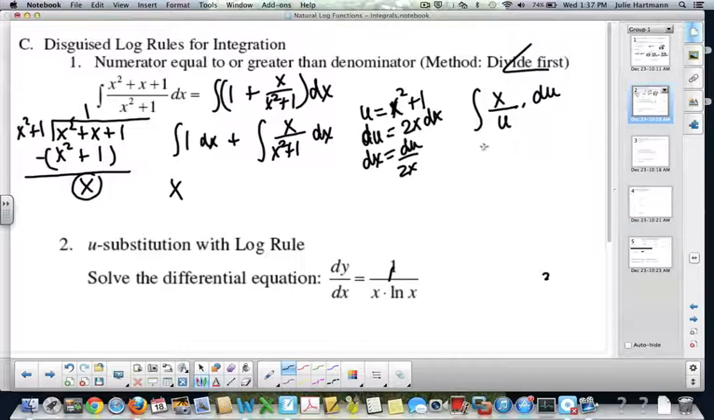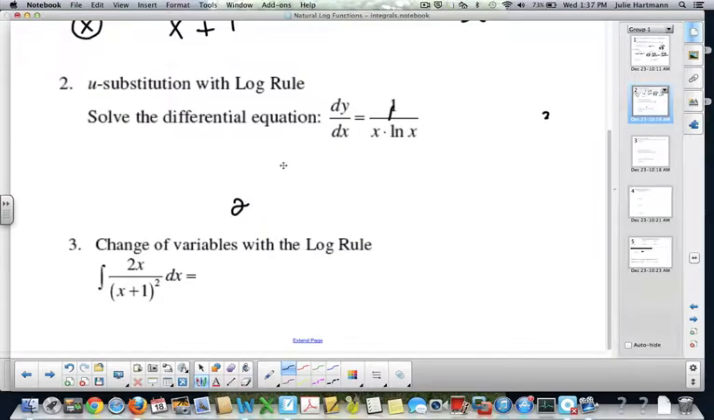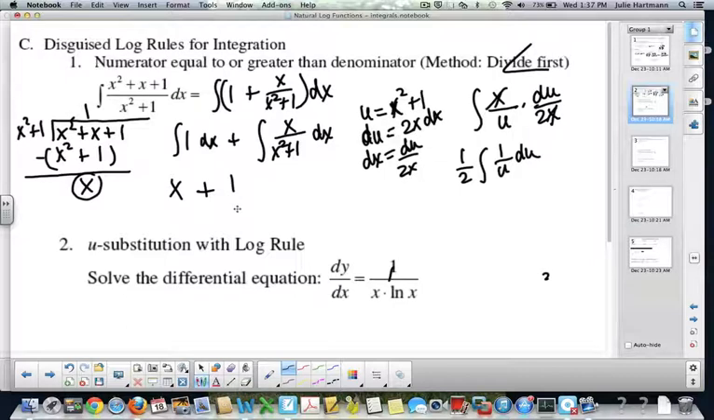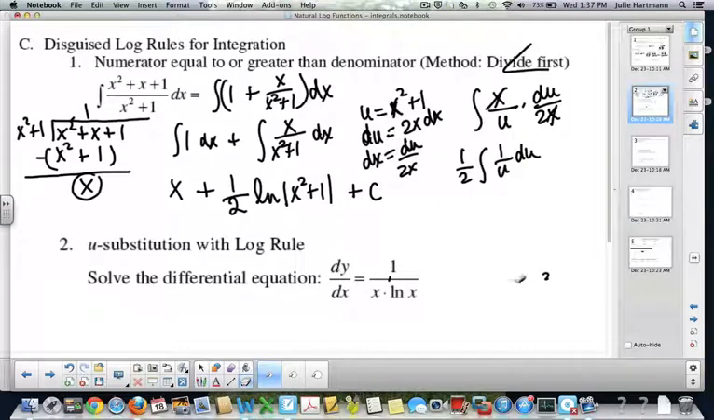You get an x cancels, maybe. Okay, so you're going to have 1/2 the integral of 1 over u du. So this is going to be plus 1/2, and the 2 goes here. And the integral of 1 over u is ln of u, which is x squared plus 1 plus c. Okay, so really don't be as concerned if you didn't get this piece over here, the division. It's more now being able to integrate.